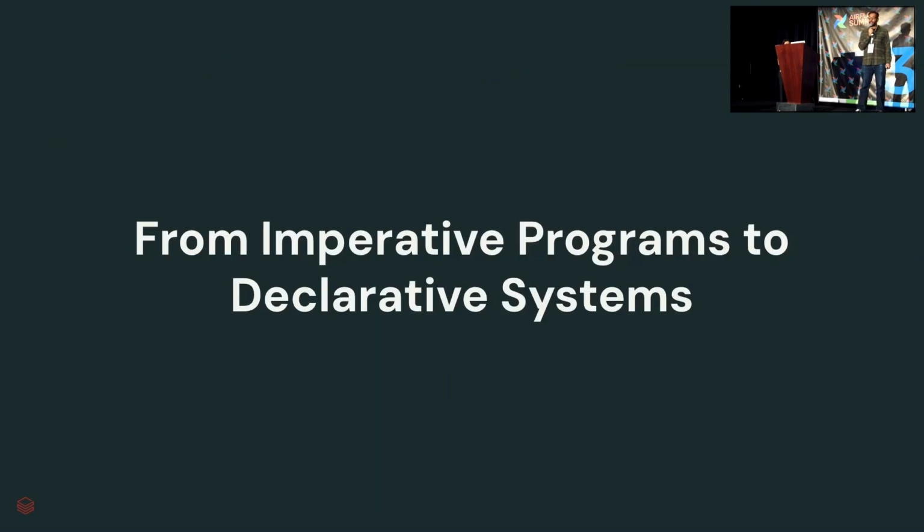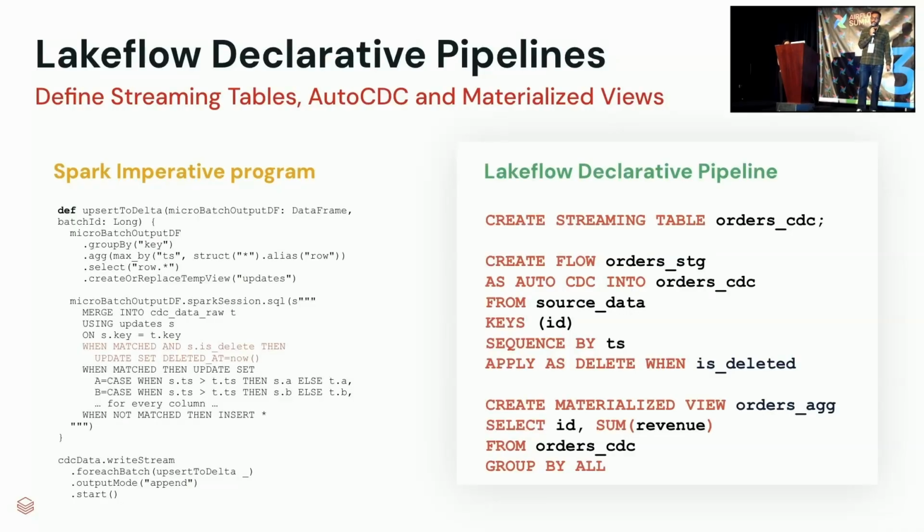Another pattern that I want to talk about is going from imperative programs to declarative systems. Typically you would write all the logic of what needs to be done, but with declarative systems, you just write what you want. On the left-hand side, this is a typical Spark imperative program. We're defining all the logic of how to update a table. But with LakeFlow declarative pipelines, you can just define the streaming table, define a flow with auto CDC rules, or create a materialized view. And then this will all be managed by LakeFlow. It will manage the compute, the transformations and all the incremental logic for you.